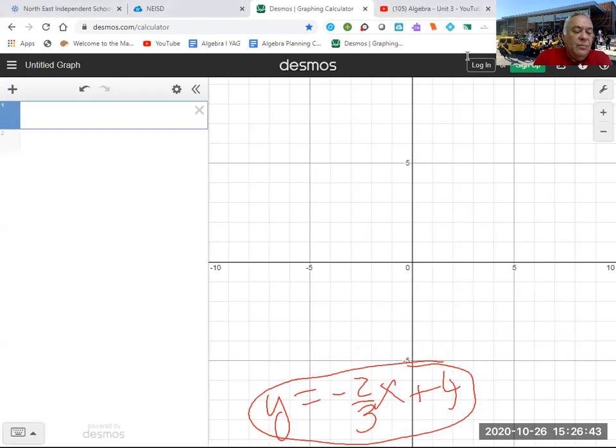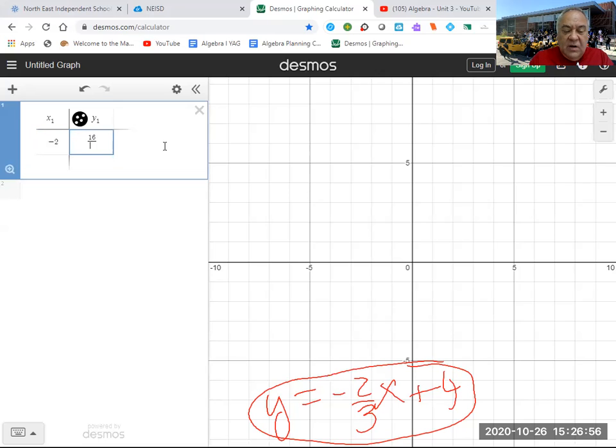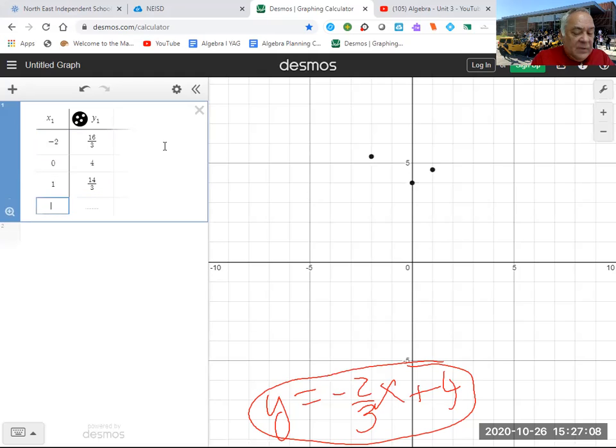What we want to do, hard thing, is see which one of these tables matches that. So put in a table. Put in the first one: negative 2 tab 16 divided by 3, 0 tab 4 tab 1 tab 14 divided by 3, tab double tab 6 tab 0 tab. Okay, look at those lines. First of all, are they in a straight line? No, so that's not even an answer choice. Okay, so it's not that one.